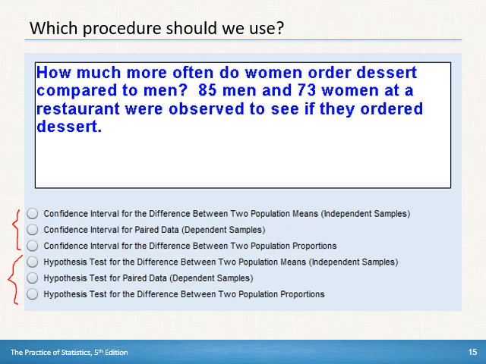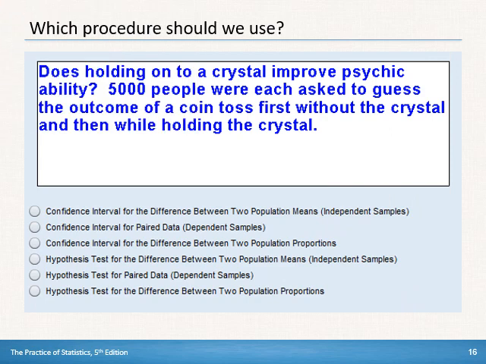Is this a mean, or is this a population proportion? Remember, we're asking, do you order dessert or do you not order dessert, right? So we're looking here at proportions. So it's definitely a confidence interval for the difference between two population proportions, because we're not asking how many desserts you order, but either you order dessert or you don't order dessert. Definitely a proportion. And so we're trying to estimate the difference in the proportions for men and women. All right, next one here.